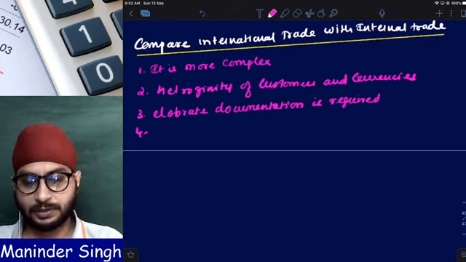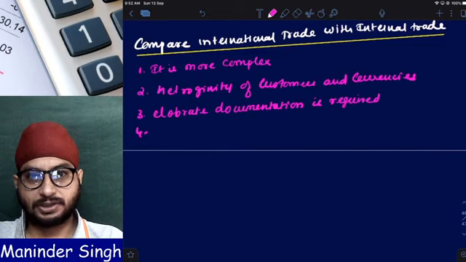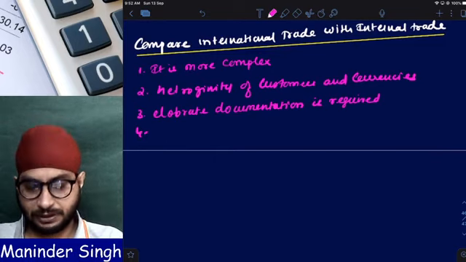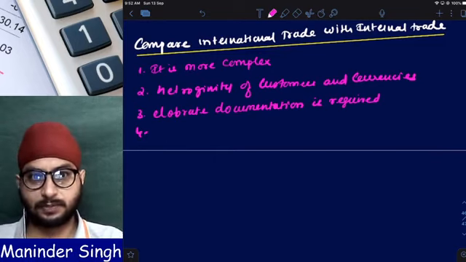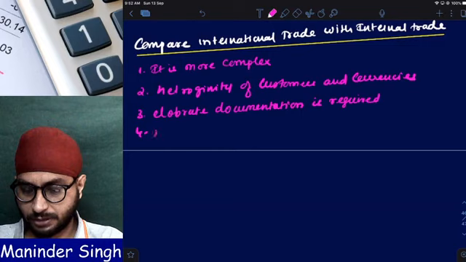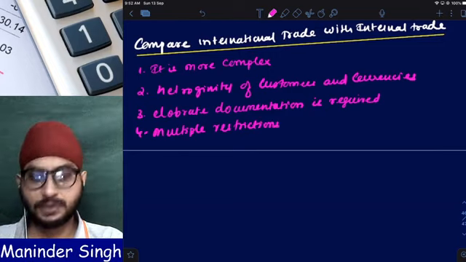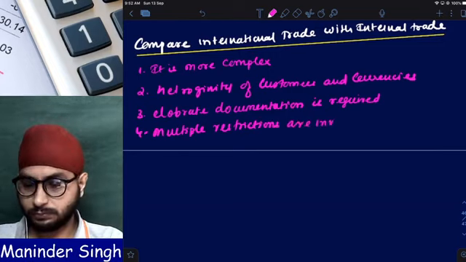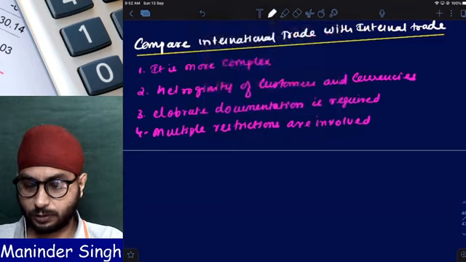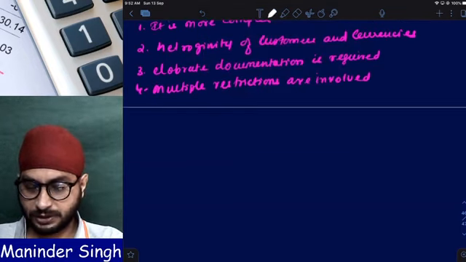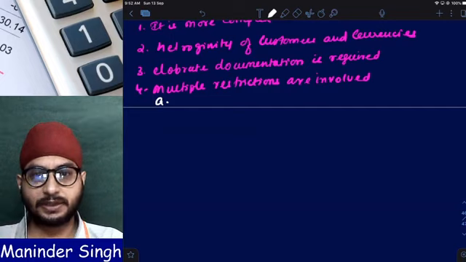Clear? Now tell me, multiple restrictions will be in internal trade or external trade? External trade. Multiple restrictions are involved. Clear? Now tell, multiple restrictions are involved with reference to what? I told you multiple restrictions are there. Let us see what those multiple types of restrictions are.